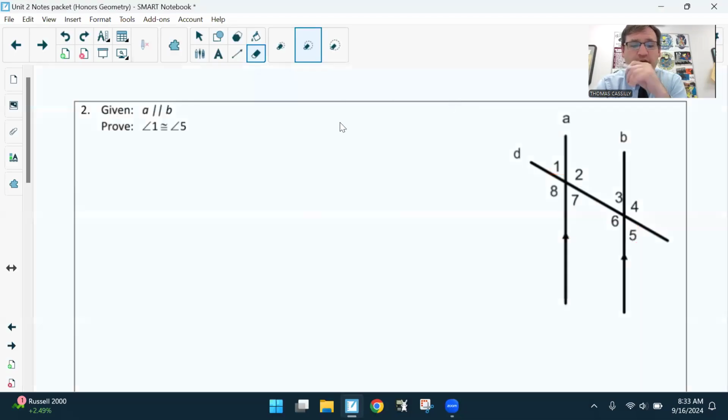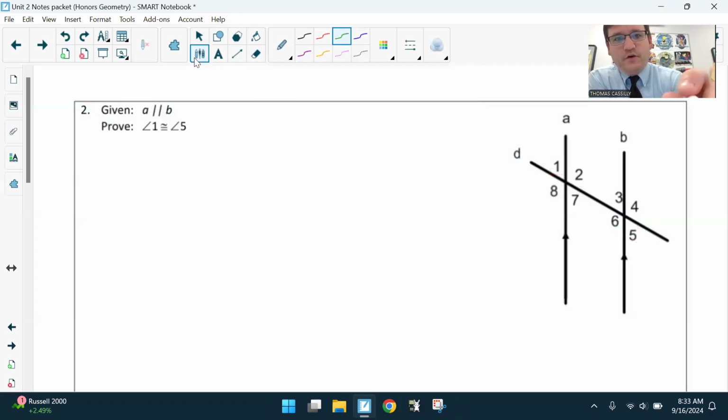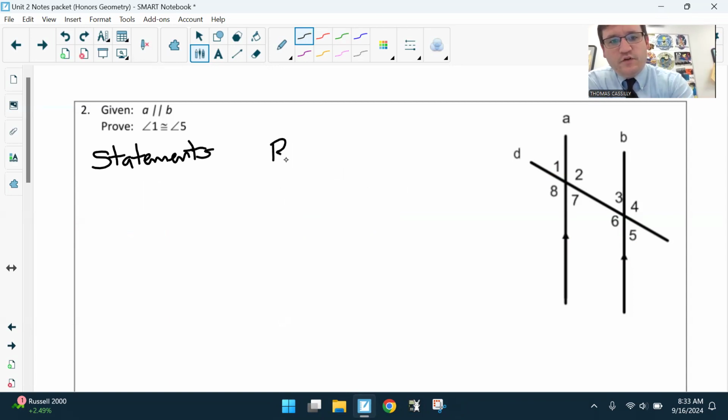All right, here we go. This is page 2 of the section 2.4 notes. First things first, we have our statements and our reasons. Every time we do a proof, you need to write out your statements and your reasons. You need to make that T-chart.